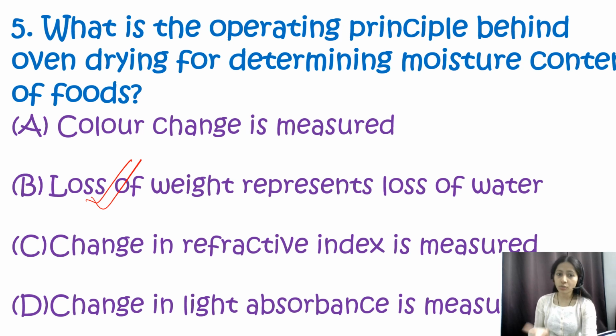So the loss of weight is then used to calculate the amount of moisture content present in that food product. This method is based on the principle that the weight loss during drying corresponds to the amount of water that was originally present in the sample. That's why there is a loss of weight, which represents the loss of water. Over here my option number B is correct.